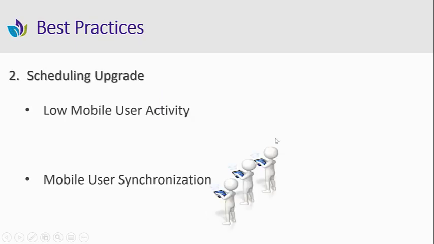The next best practice is knowing when to schedule the upgrade. With these upgrades, we introduce new features and functionality that may cause synchronization issues, especially for your mobile users, if they continue submitting jobs and synchronizing while the upgrade is ongoing. So it's very important that you schedule the upgrade at a time where there is either low or no activity for both your mobile users and your backend users.